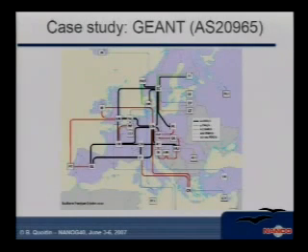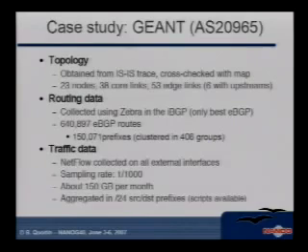So let's go to the case study. GÉANT is a network with POPs in all the European capitals. There are around, I think, 23 nodes. Here is more information: 38 core links and 53 peering links. Among these peering links, 6 are with upstream providers. We obtained the GÉANT topology based on an IS-IS trace.